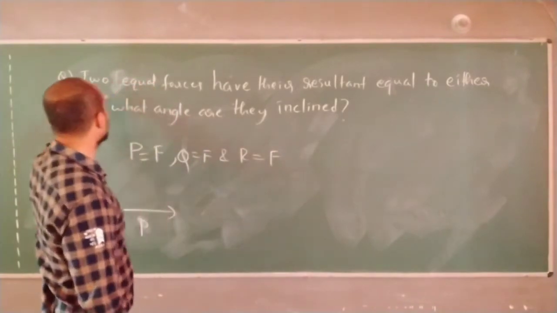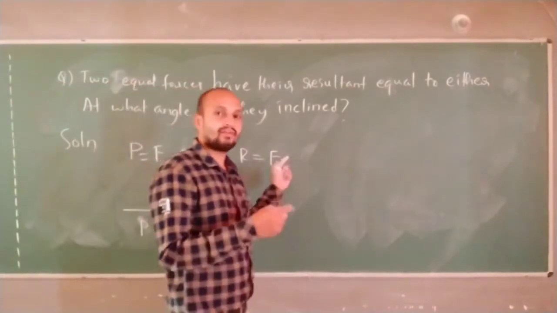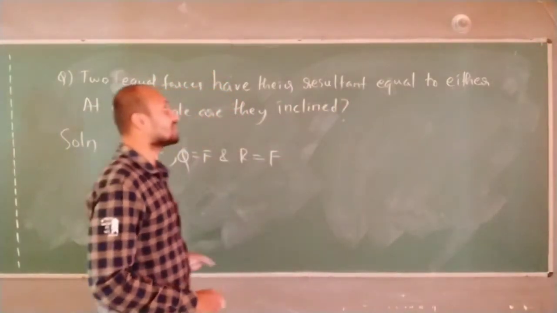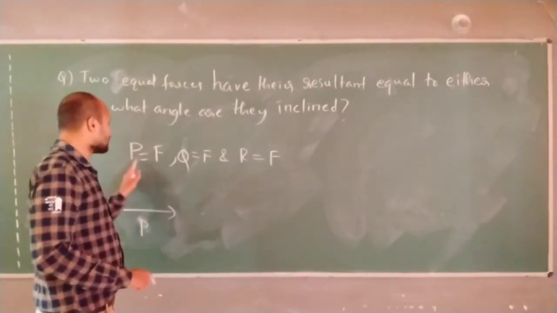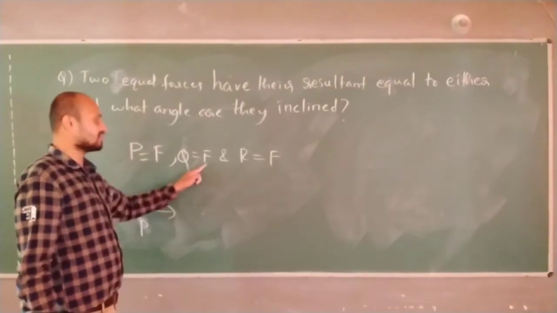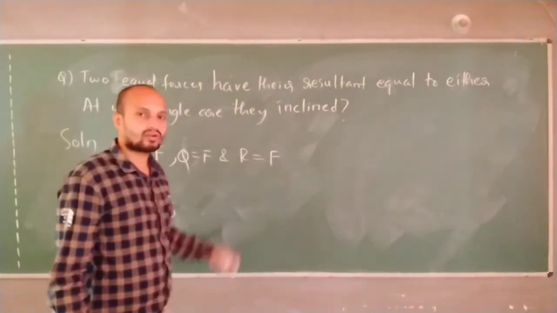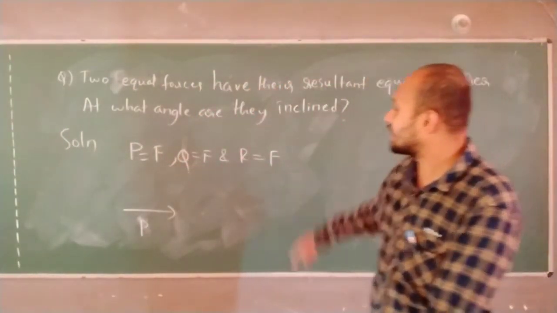He said two equal forces have their resultant. Having their resultant means that I am adding them. That is the meaning. So they are having the resultant equal to either. That means there are two equal forces. Force is a vector quantity, one force has F, another force has F. Let us take two vectors and R is equal to F. Resultant also is F.